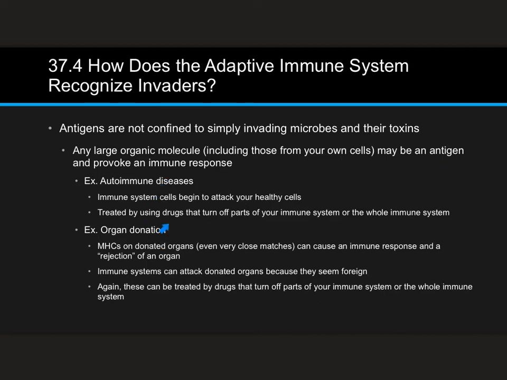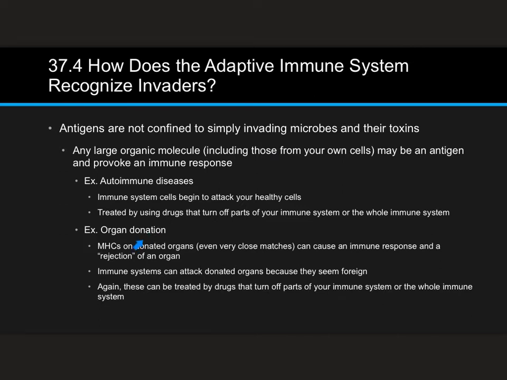And sometimes this isn't the best thing. Autoimmune diseases, this is how they happen. Basically what ends up happening is the immune system cells begin attacking your healthy cells. So it gets tricked. It starts thinking that things inside of your body are antigens from a foreign body, and it's going to start attacking them. So how do you treat that? Well, you treat it by using drugs that turn off parts of your immune system or the entire immune system. So you shut off an immune system to make sure that your body doesn't attack itself.